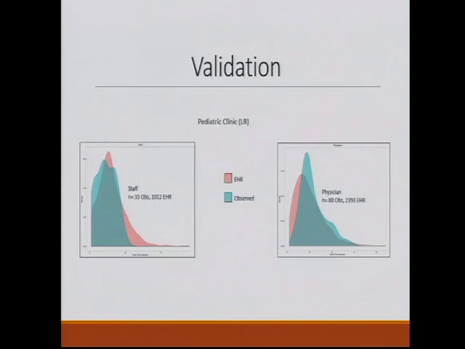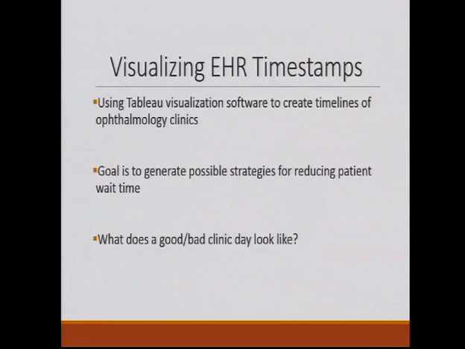And that was where I was brought in. I was brought in to create timelines of these ophthalmology clinics using Tableau for about a year's worth for about 4 different clinicians, and try to generate strategies for reducing wait time. There are a lot of different things that you can do with something like this, but we decided to try and focus on reducing the amount of time that a patient is waiting. And try to answer, of course, the question of what does a bad or good day in the clinic look like. So that's what we did.